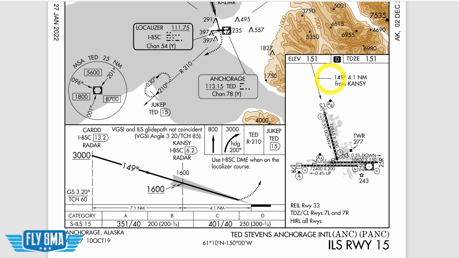We can see this little note here, 149 degrees, 4.1 nautical miles from Kansi. What they're talking about is the actual runway threshold. That's your final approach course, 149, with the runway threshold 4.1 nautical miles from Kansi. We can see we have A4 type lights for the approach lights. This is what they look like if you're on final going into runway 15.